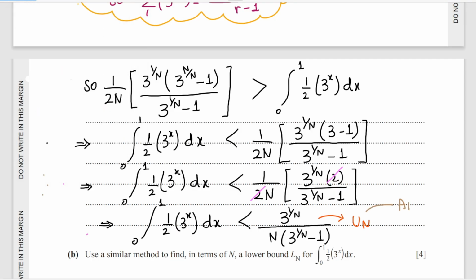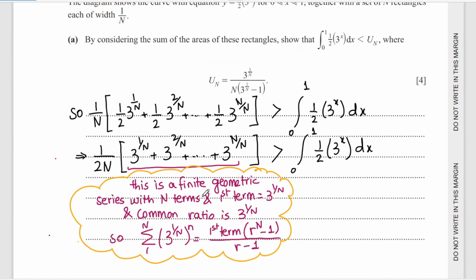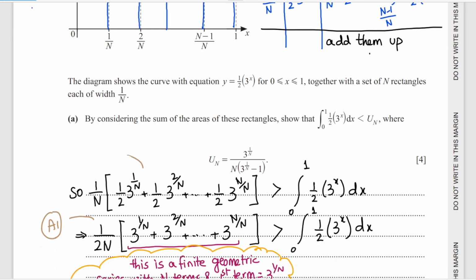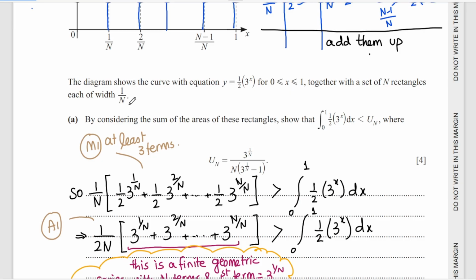Let's distribute the marks now. There's an accuracy mark for the answer given here. There's a method mark for applying the rule for geometric series. There's an accuracy mark to form the sum of the areas of the rectangles, and a method mark to show at least the 3 terms, including the first and the last, and the common ratio 3^(1/n). Pay attention here. If you miss the addition sign, you will lose the accuracy mark.